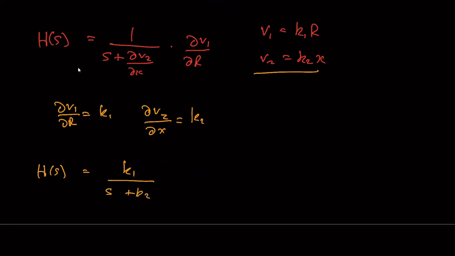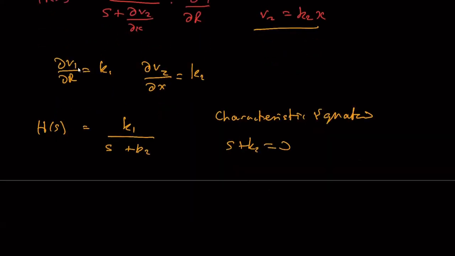Of course, we can immediately say, remember the characteristic equation? Actually, I don't like that. Let's write it out again. Characteristic equation is s plus k2 equals 0. So obviously, one root is minus k2, well, the only root. And that's negative, therefore it's stable. So this system is stable.